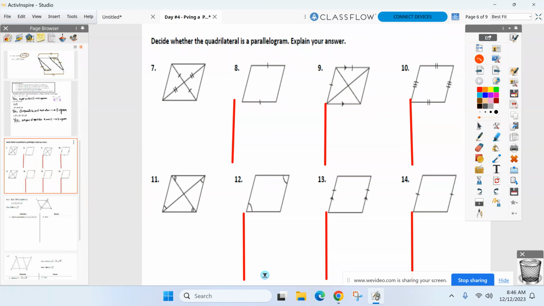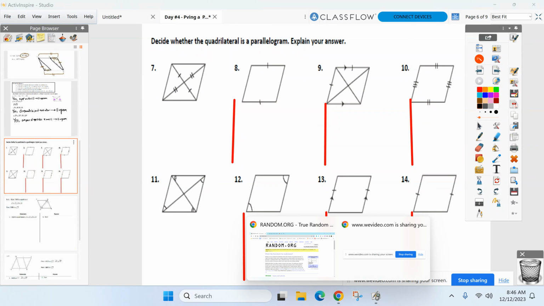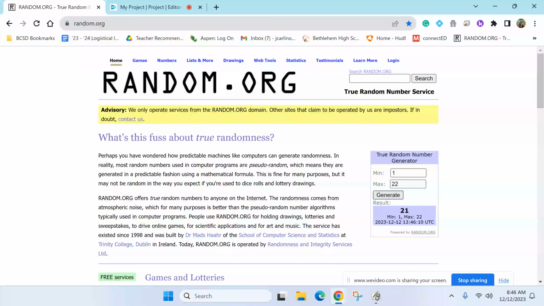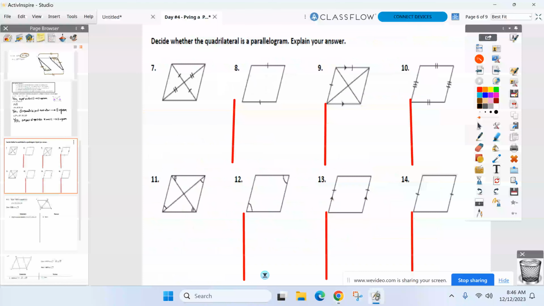All right, are we a parallelogram or not? And if you're going to tell me yes, I do need a reason. I know I didn't have you write it down, but just tell me a reason. All right, first one up. Lauren, parallelogram in number 7? Yes. Why? Diagonals bisect, so that is a parallelogram.